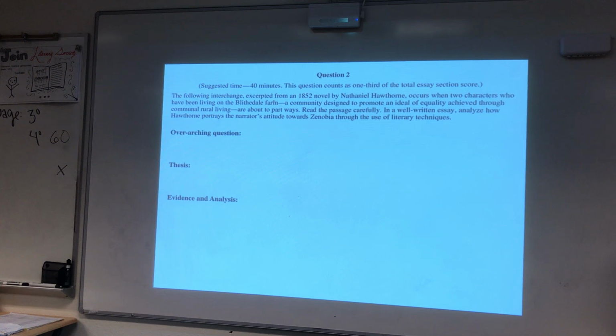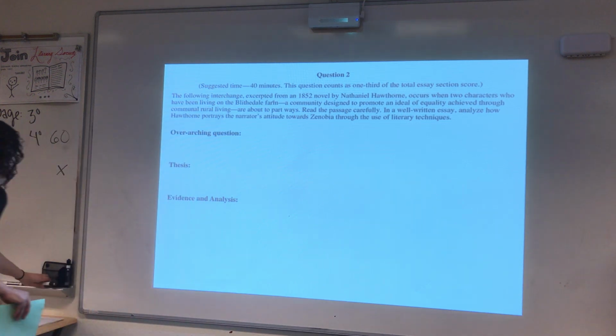Okay? So, in the following interchange, excerpted from an 1852 novel by Nathaniel Hawthorne, occurs when two characters who have been living on Blythedale Farm, a community designed to promote an ideal of equality achieved through communal rural living, are about to part ways. Read the passage carefully. In a well-written essay, analyze how Hawthorne portrays the narrator's attitude towards Zenobia through the use of literary techniques. Okay, so where is it telling us exactly what we need to do in this essay?